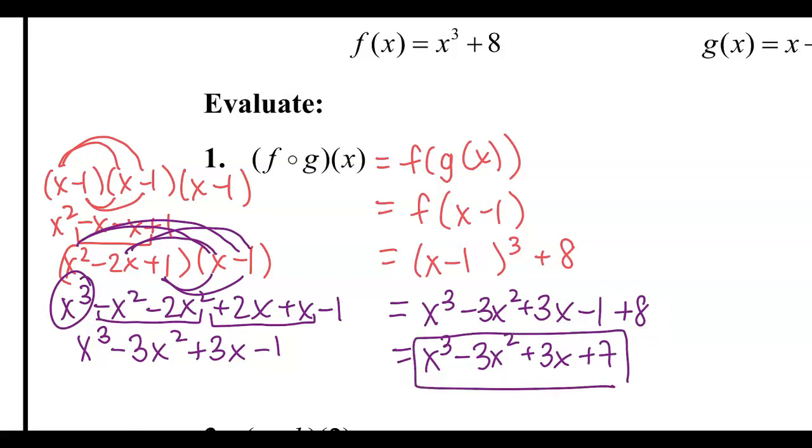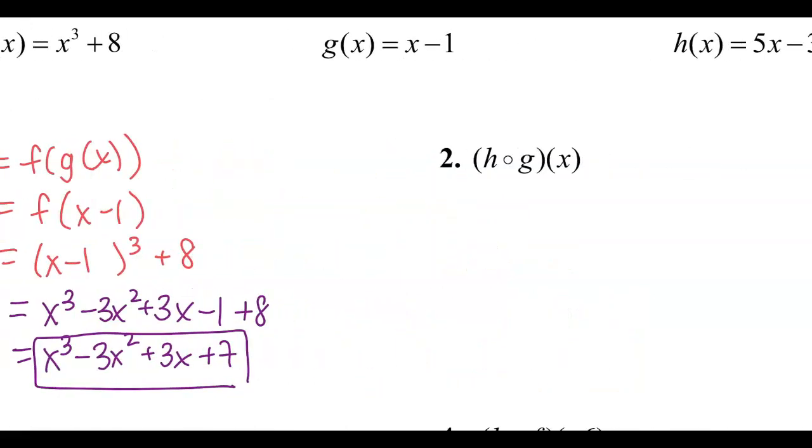This is my answer. On your tests and quizzes, make sure that you not only simplify something that's being cubed, or this could be squared, whichever. Make sure you actually multiply that out. And then also make sure that you write your answer in descending order. So notice that the highest exponent is a 3, and then it goes down to 2, then 1, and then your constant, which is 7. So please make sure that you actually write it in its descending or standard form.